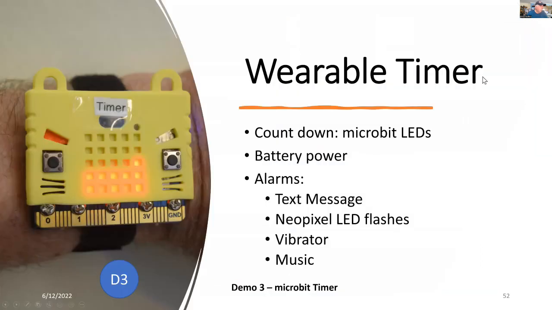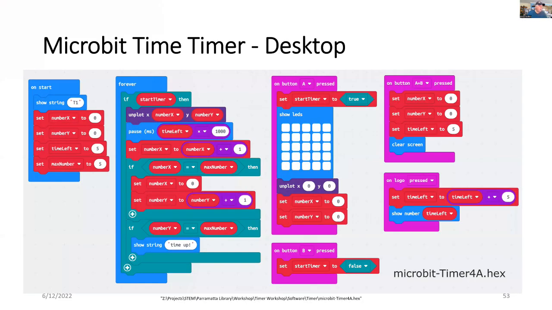So we've got one of the traffic light timers on display. The wearable timer that we've got is going to count down. It'll be battery powered, and it will give alarms when time's up. It will show you how much time is left by the number of LEDs that are still on. And right at the end, the vibrator will go off as an alarm, and you'll get a text message that time's up, and the micro:bit will play some music. And here's the code for doing that.